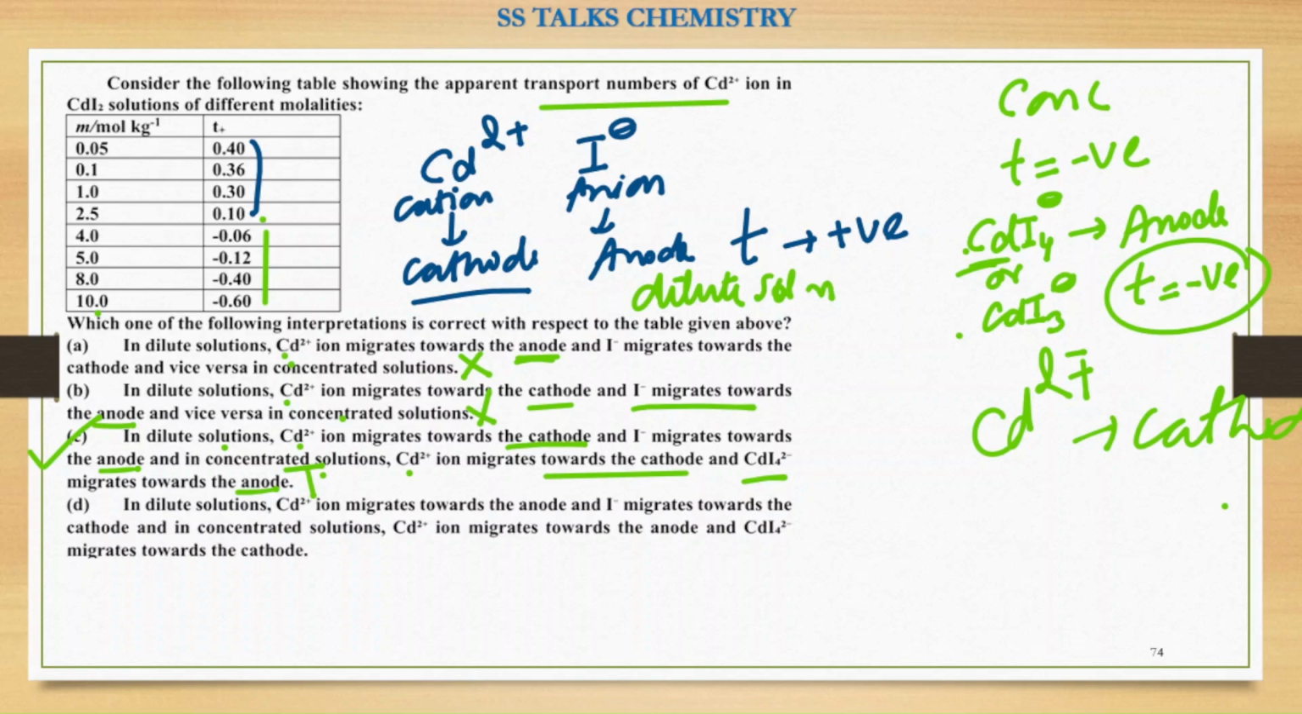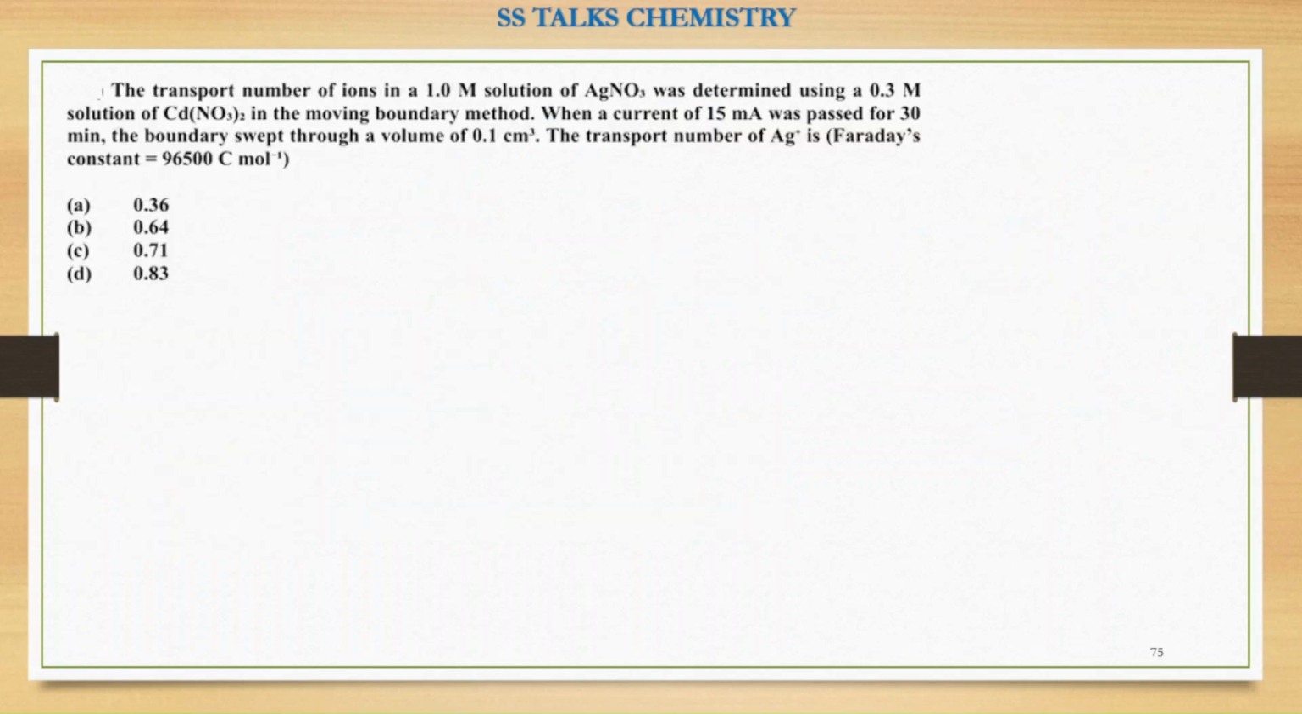Now moving on to the next question, we have this one. It says the transport number of the ions in a 1 molar solution of AgNO3 was determined using a 0.3 molar solution of cadmium nitrate in a moving boundary method.